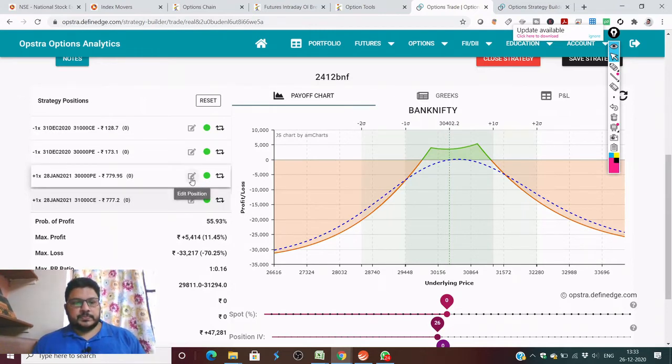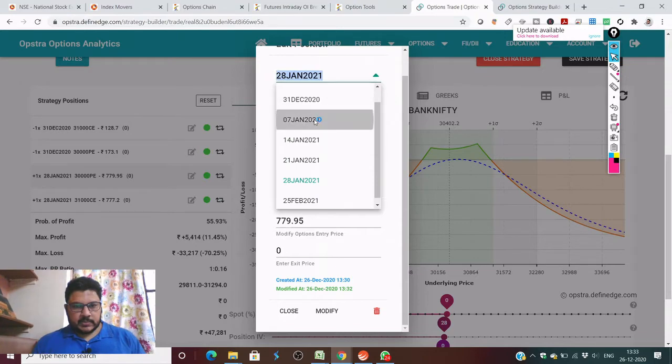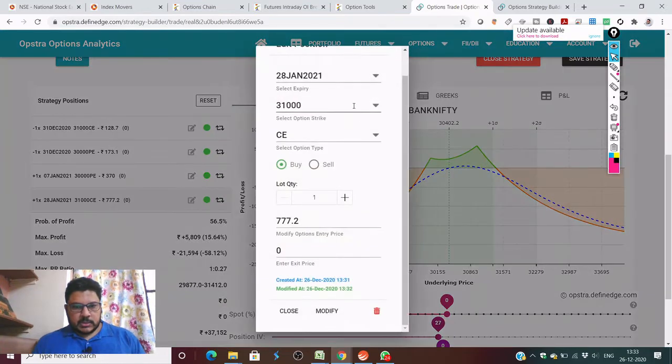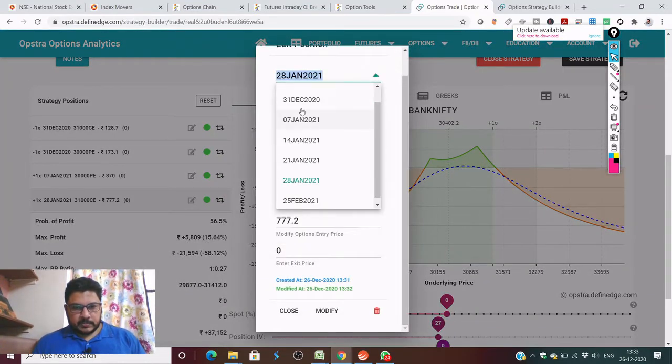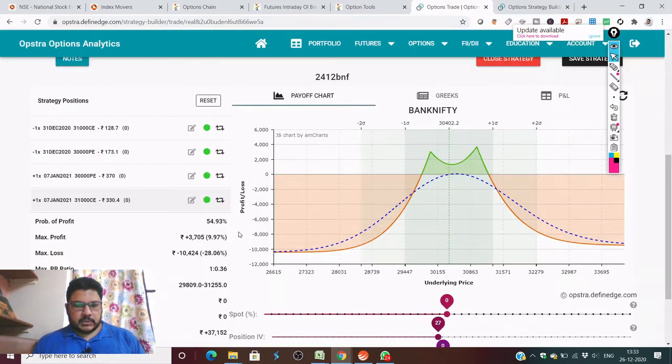So what we have to do is switch to the same setup. The Jan setup is much better because the closest one will have proper premiums for us to hedge. So now this is hedging us properly, and maximum profit is about 3,700 and maximum loss is about 10,424.